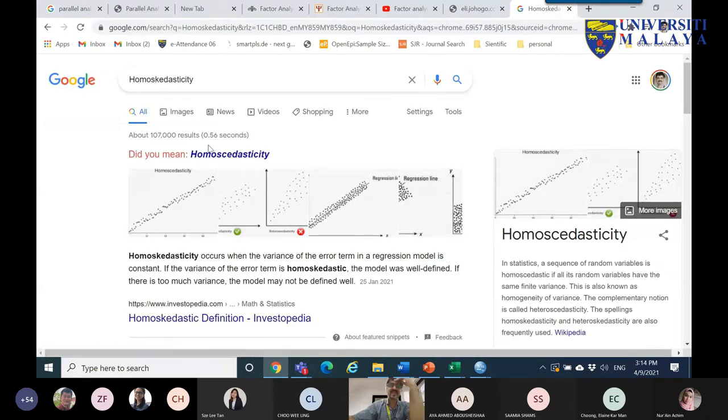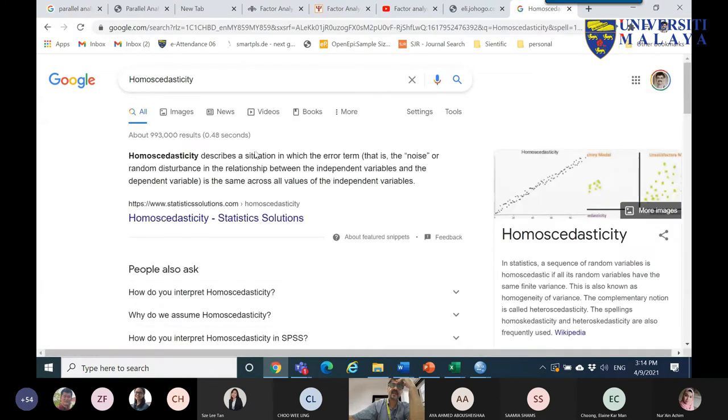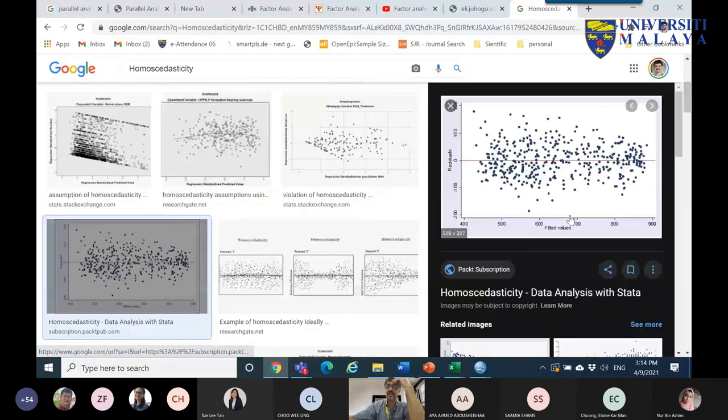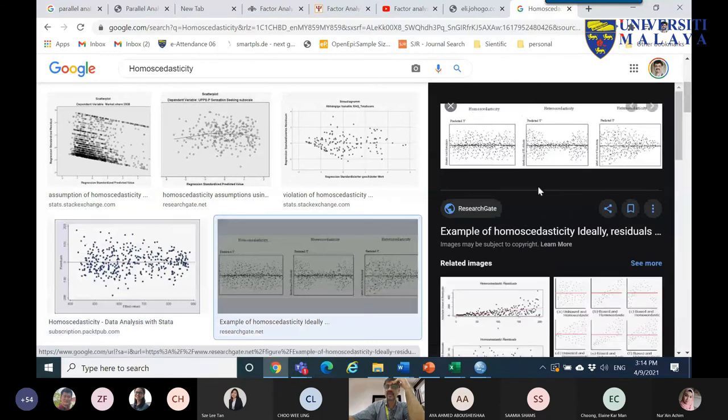so the homoscedasticity, some people pronounce it by C, they spell it by C. So now, as you can see here, this is a very ideal situation. No matter whether your dependent variable is low or high, the model keeps consistent, the same error. But look at this model.